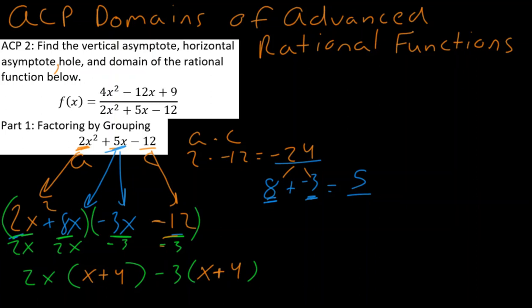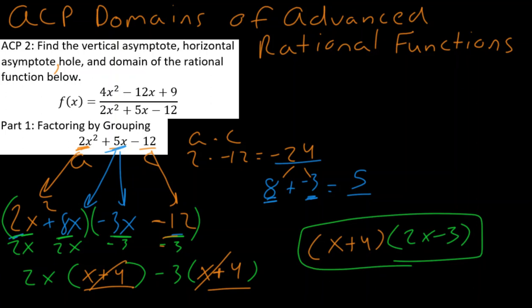Now at this point, I know that I've done my factoring by grouping correctly because these 2 factors are the same. So I can say, okay, once I factor out the x plus 4 from both of these, my leftover factor will be 2x minus 3. Okay? Now I think the factoring by grouping is probably the hardest part of this problem. So let's go on to our part 2, which will be quite a bit easier.